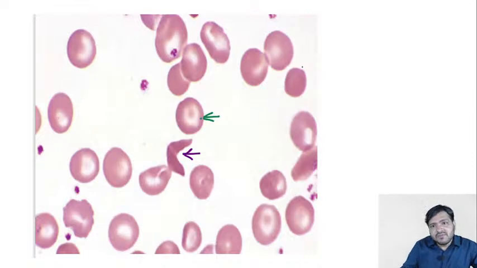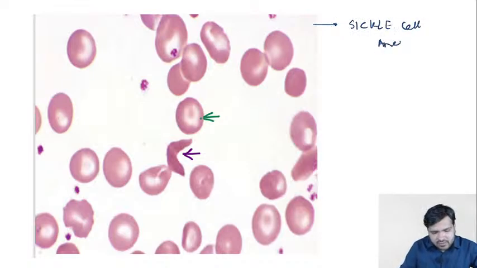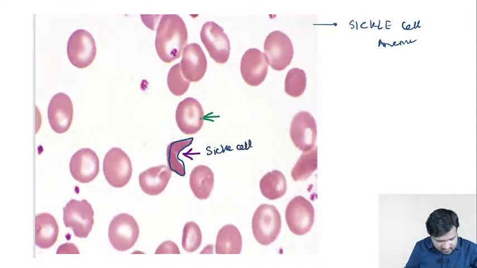Now, guys, coming on to a very important image that is displayed over here, that is sickle cell anemia. You can very well appreciate this particular structure that is in the shape of a sickle. That is the sickle cell.